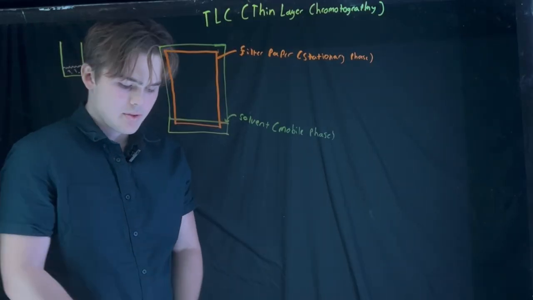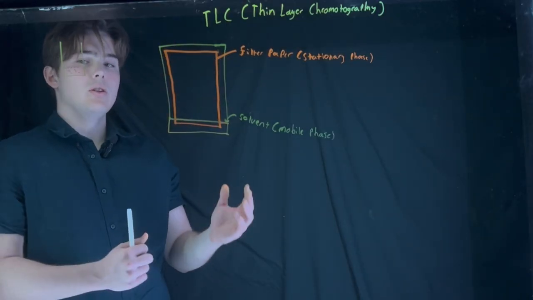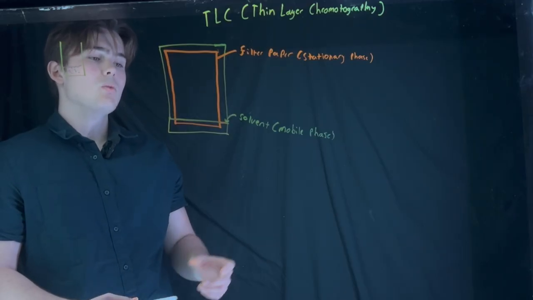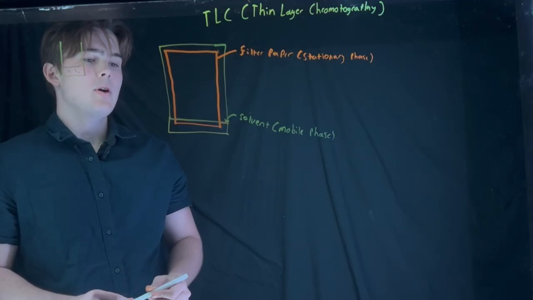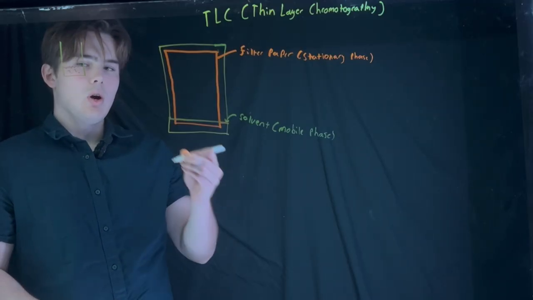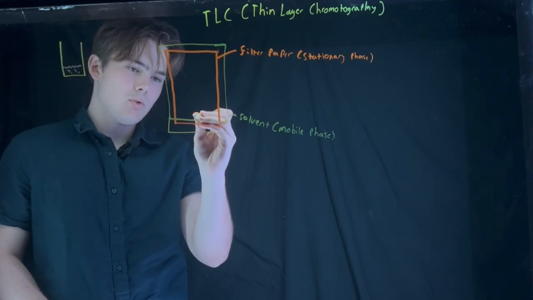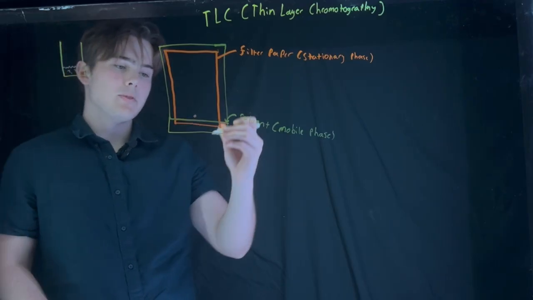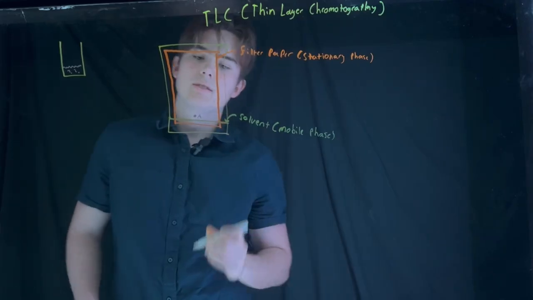So what happens is we take a little dot of the unknown liquid, or unknown amino acid, and we're going to put that unknown onto the filter paper down at the bottom. We take this unknown and we're going to put it right here. We take a little dot and we put it right here. Let's call it substance A.